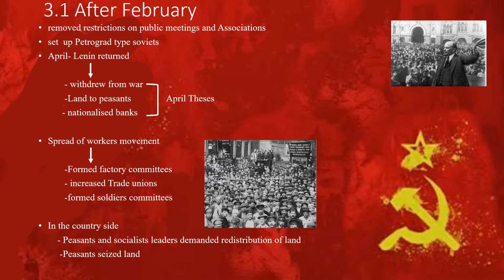The workers' movement began to spread in Russia. In many places, factory committees were formed. Trade unions increased. Soldiers' committees were formed. In the countryside, meaning villages, peasants and socialist leaders demanded redistribution of land. They wanted the land of the rich people to be given to the poor people. The peasants seized land. Seized means to take forcefully the land of rich people. So this is what happened as a result of the February Revolution.